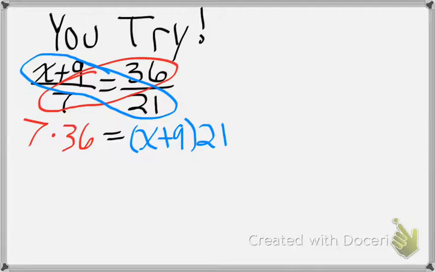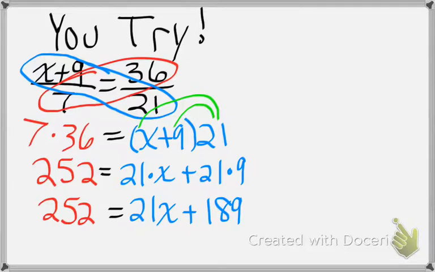Now you're going to have to use the distributive property to see what the right side equals. And then once you do that, you'll be able to also multiply the left side, and you'll have an equation ready to go. And you'll end up with 252 equals 21x plus 189. So now you have a two-step equation. You're going to use your equation skills now to solve it from here.